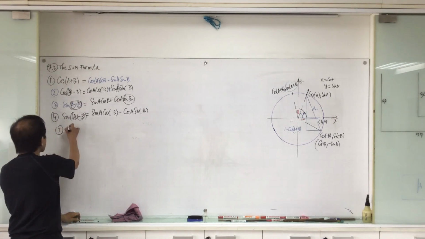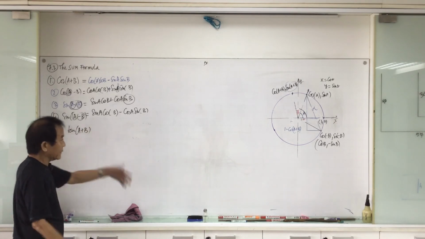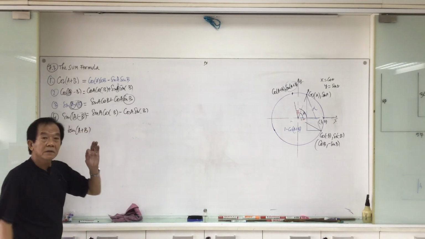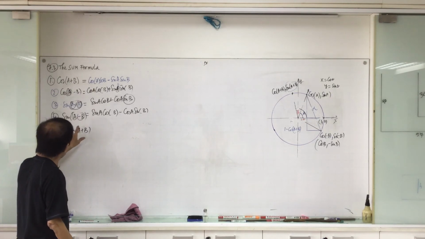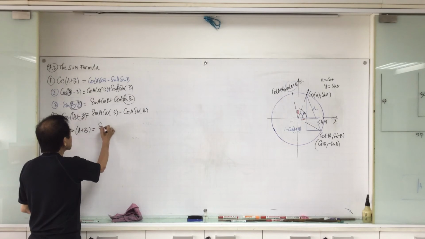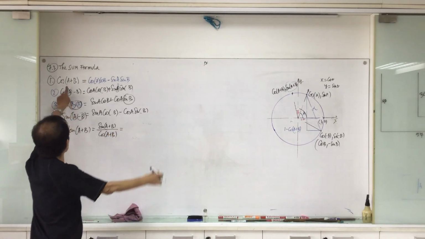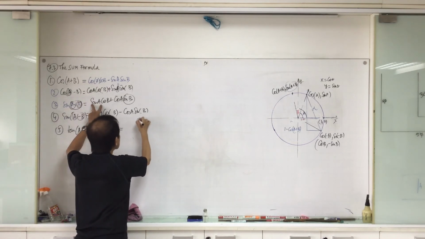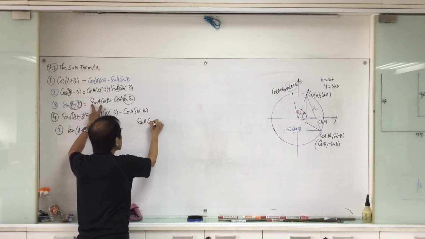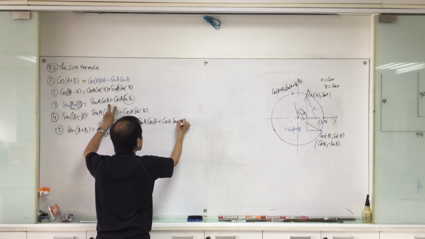Now, number 5, tangent of A plus B. We cannot have any clue about this, so we use the rational identity. Tangent A plus B equals sine A plus B over cosine A plus B, right? So sine A plus B equals what? Sine A plus B, I copy: sine A cosine B plus cosine A sine B.